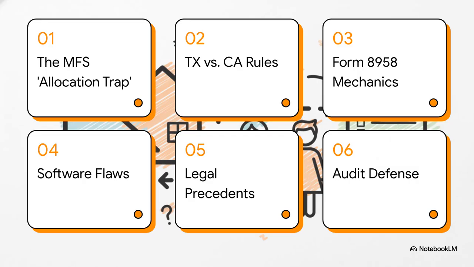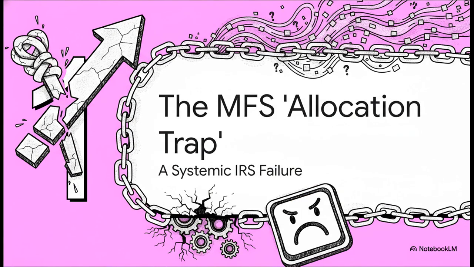Okay, so here's our game plan. We're going to break down exactly what this trap is, get into the weeds on the state rules that create it, and then really master our main line of defense, Form 8958. After that, we'll cover the software glitches, the serious legal risks, and the audit strategies you absolutely need to know.